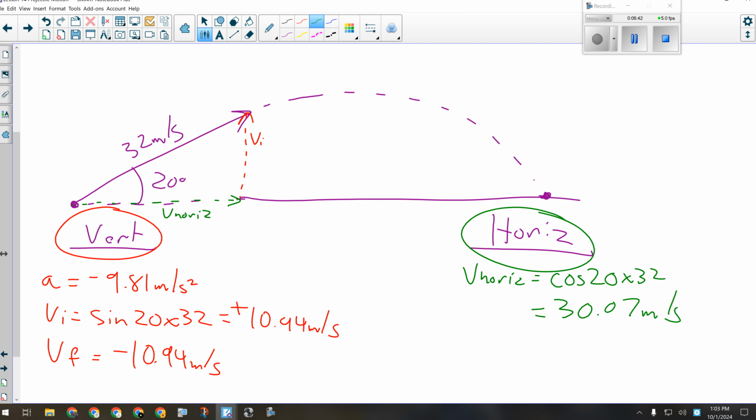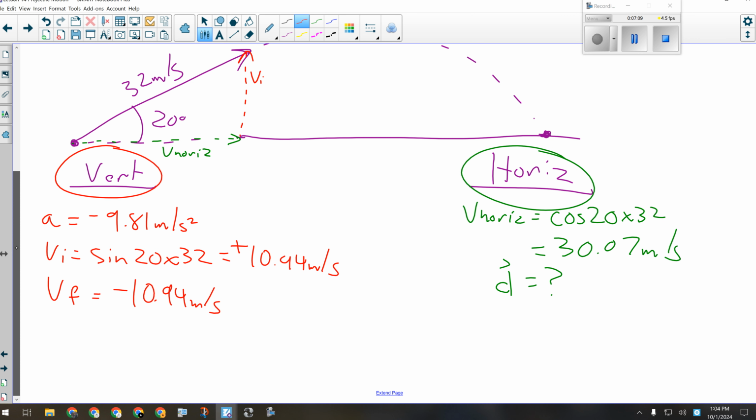Okay, if we want to calculate how far it goes horizontally, what do I need? I need time. You almost always have to calculate time regardless of what type of projectile motion question you have. It's so rare that you get a question where it's given to you. It's the one thing that applies to both. So, looking at my vertical information, I'm pretty sure I can calculate time with these three things.